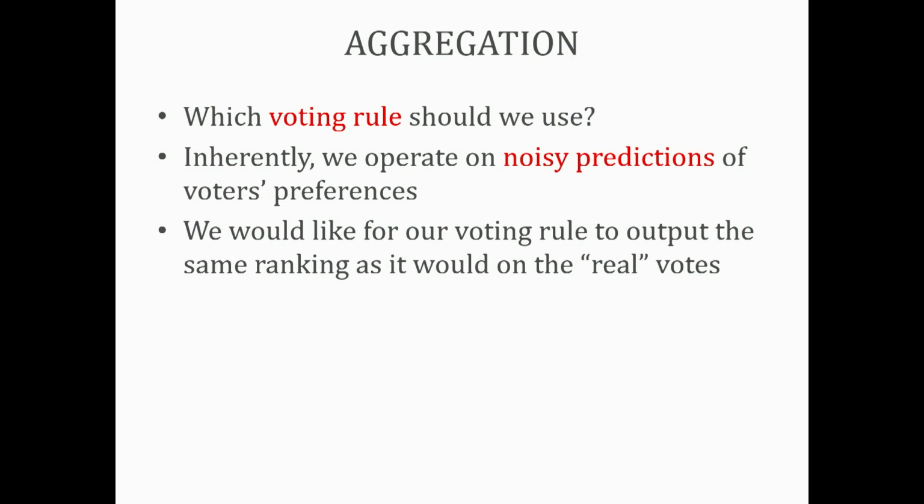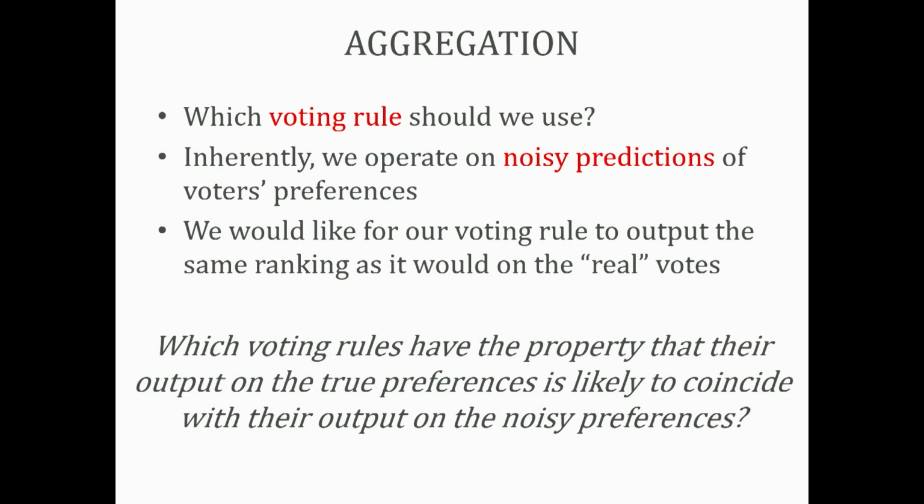So what we would like for our voting rule to behave the same on the predictions as it would on reality. So in a sense, we desire some kind of robustness with respect to noise. So the technical question, this is more of my day-to-day life. The technical question we ask is which voting rules have the property that their output on true preferences is the same as their output on predicted preferences. Okay? Which voting rules are robust under noise.